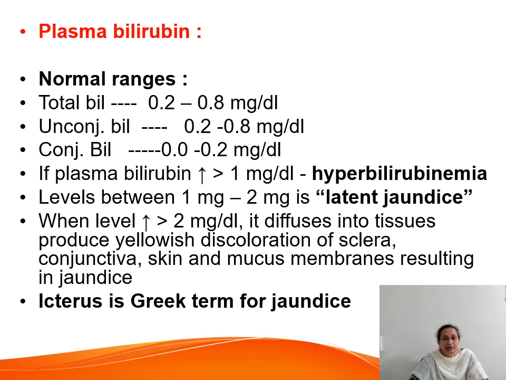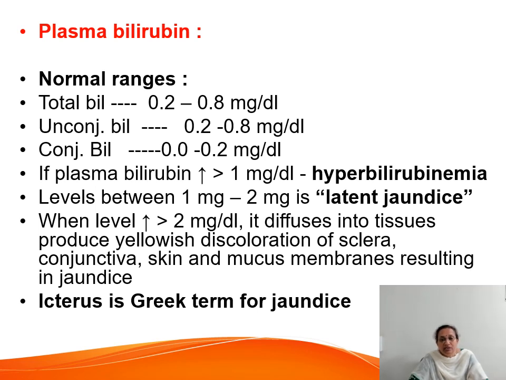These normal ranges are very important. Please make a note of that. Total bilirubin is 0.2 to 1.0 milligrams per deciliter. Some textbooks even give total bilirubin as 0.1 to 1.0 milligrams per deciliter. Even that can be considered normal.